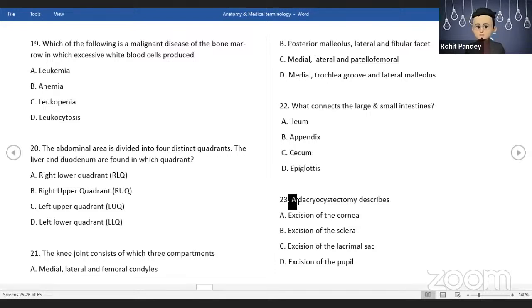Okay, dacryocystectomy describes excision of cornea, excision of the sclera, excision of lacrimal sac, and excision of pupil. So if you just watched my video, then you can realize that I already taught you that dacryo is used for lacrimal or tear glands. Okay, so excision of lacrimal sac.